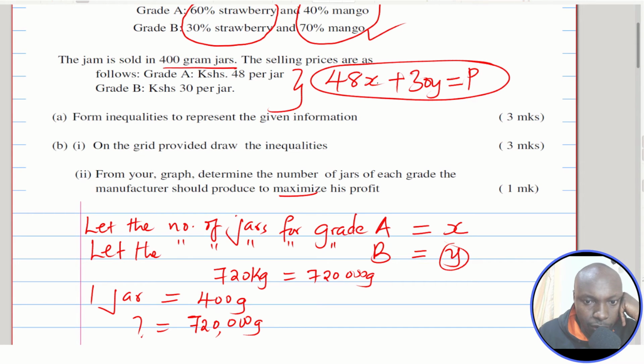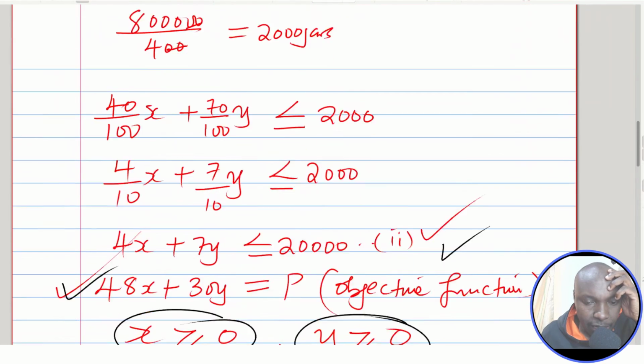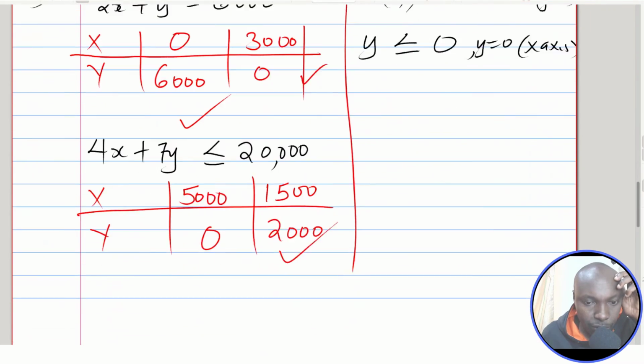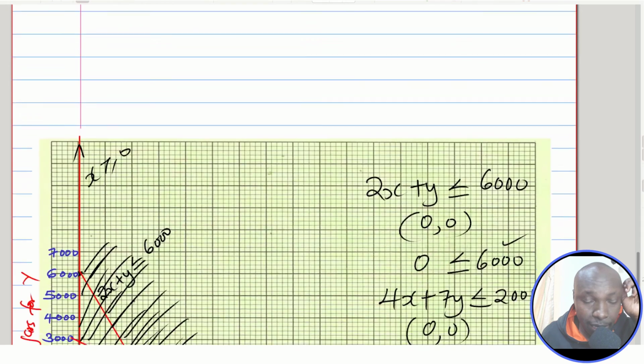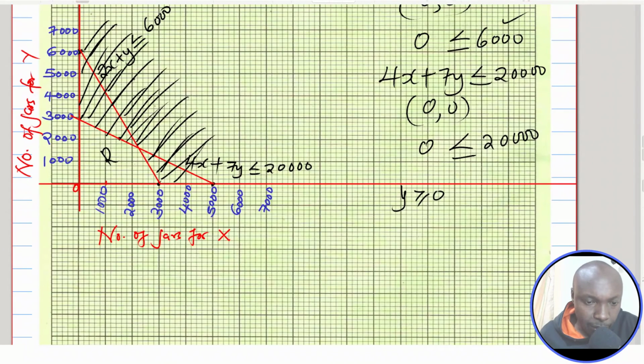This objective function that we have here, 48x plus 30y, we got it from the selling prices: 48 per jar for grade A, so that you get 48x, and 30 per jar for grade B, that is 30y. Now, to maximize the profit, you can use several methods. You can use the sliding line, or you can use the inspection method. So I will use the inspection method.